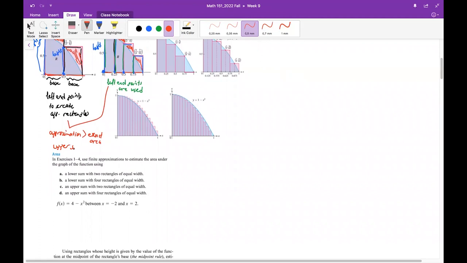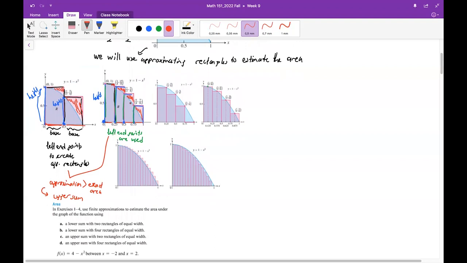Okay, for the last two rectangles, this time we decided to use right hand points instead of left hand points. Okay, so these are the sub intervals of equal length. We divided into four sub intervals. This time, instead of using left hand points, we are using right hand points. You see, over this right hand point, you draw the height. That's why this is your first rectangle. Draw the height, draw the height, draw the height. So you see, you create the rectangles by using right hand points like this. So in this picture, right hand points are used.